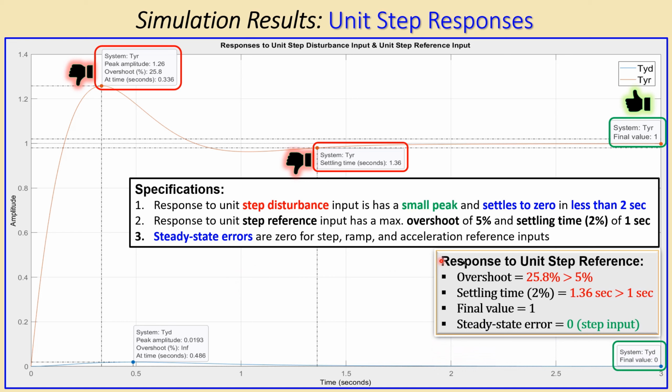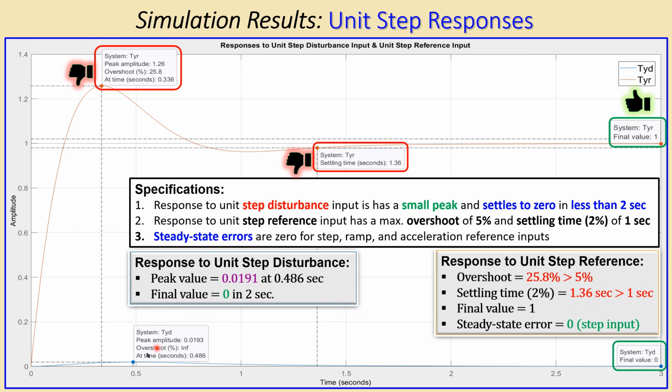Now looking at the response from the unit step response, I see this. So this is much larger than 5%. Again, the summary here, so I have 2 problems. Looking at the response due to unit step disturbance, I have this, which is 0.0192 as the peak amplitude at this time, which is small. If you just apply 1, you get for example 0.02, just 2% out of it, which is not that much. And this is again very close to 0 already in 2 seconds, which is what we have also from the specification.